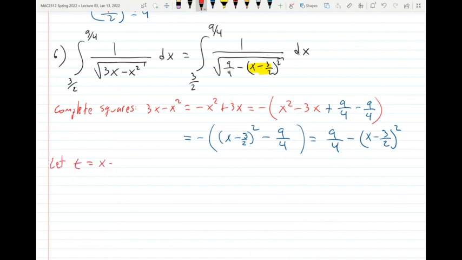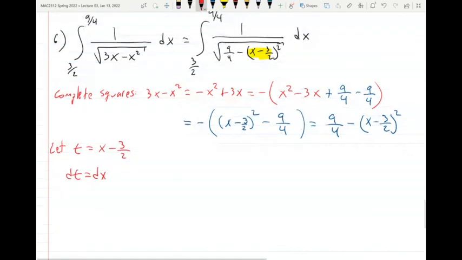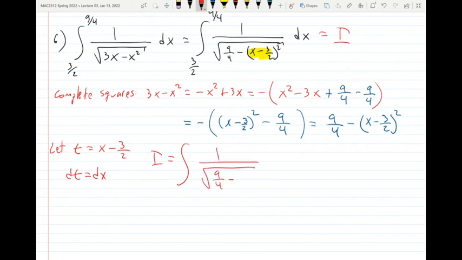Let t be equal to x minus 3/2. You just need to keep track of all your substitutions, okay? Then dt is just dx. So my integral, let's call the integral I, now becomes the integral of 1 over the square root of 9 over 4 minus t squared dt. So I just call this t, and dx is just dt. And then we need to modify the limits of integration. That's important.